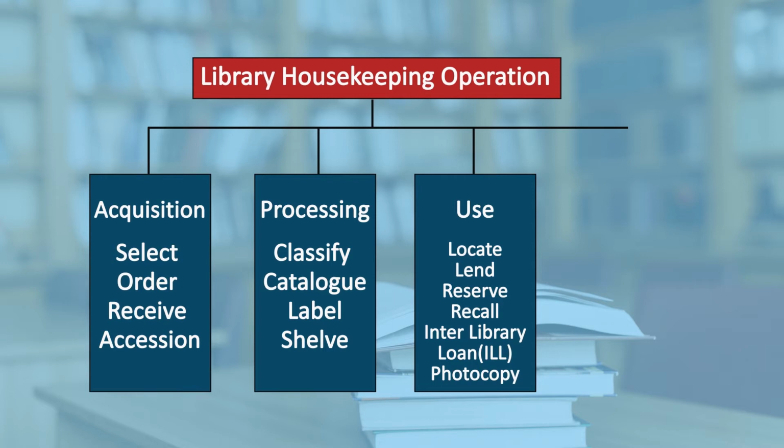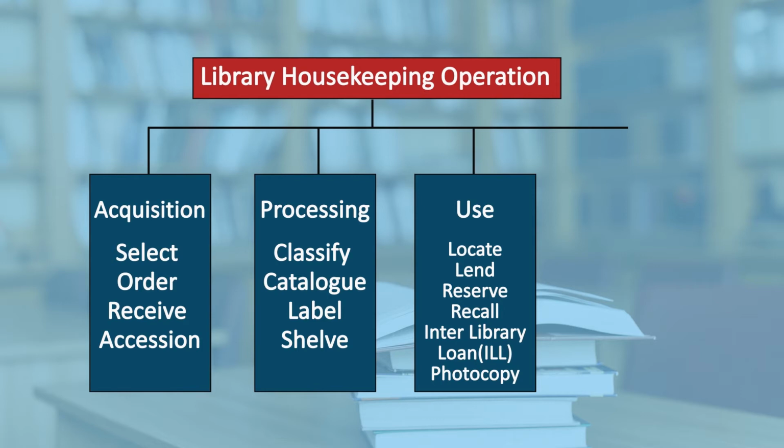So lending means issue. Then some of the documents one user wants may not be presently available, someone has already issued it, then we have to place a hold, that is called reservation. After reservation, when that issued book is returned by the user to the library, that is called recall or return. So locate, lend, reserve, recall, all are basic procedures in the use section.